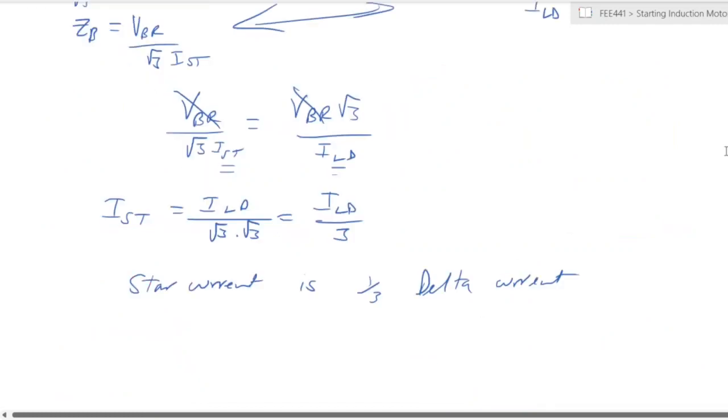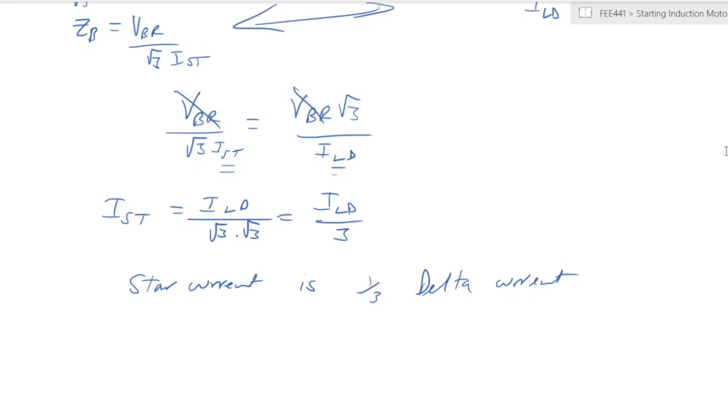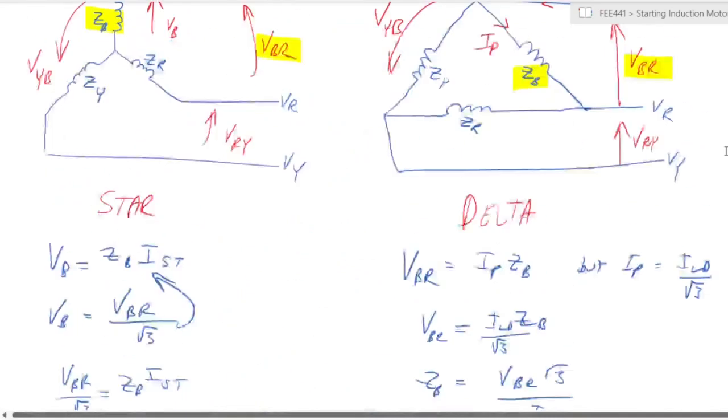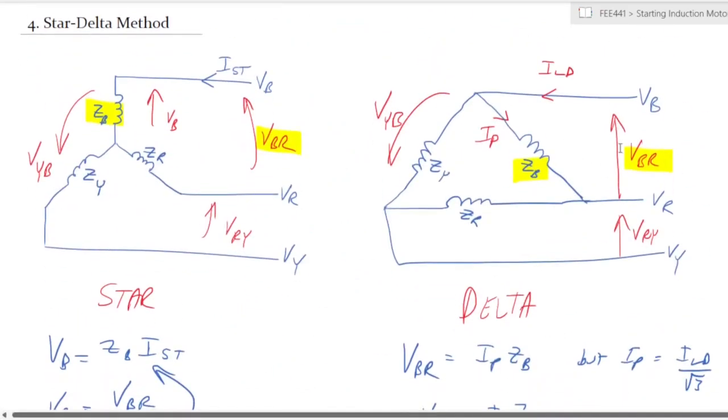So we would ask, if current is much less in the star configuration, why not run it in star all through? The reason for that is, of course, you would not be able to get the full voltage across the windings. You want to have the windings running at the rated voltage, as you would in a delta configuration. In the star configuration, VB would be 1/3 of the VBR.